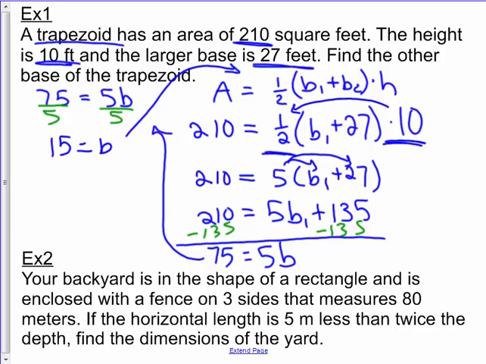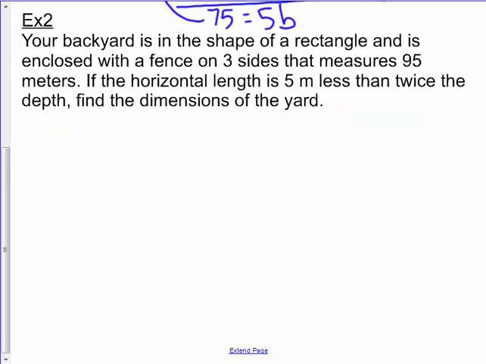I should label this, so I'm going to say it's 15. Are we in feet, meters? Looks like, no, we're in feet here. So I'm going to say it is 15 feet.